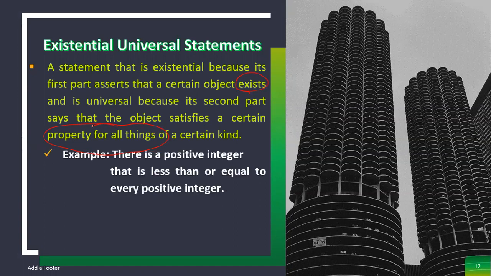Let's have this example. There is a positive integer that is less than or equal to every positive integer. So there is an existence of a positive integer that is less than or equal to every positive integer. So we make use of the word "every" here, meaning that is universal, and there is a positive integer that exists, so that is existential.